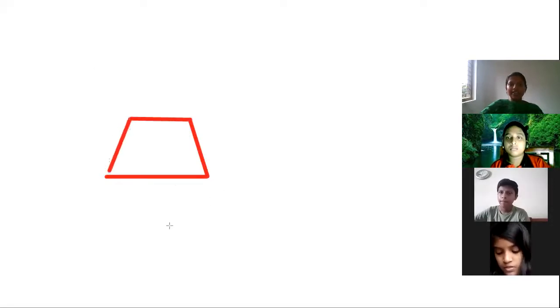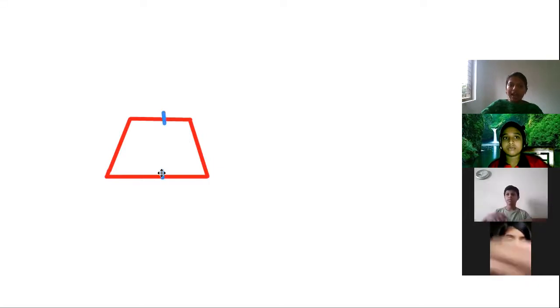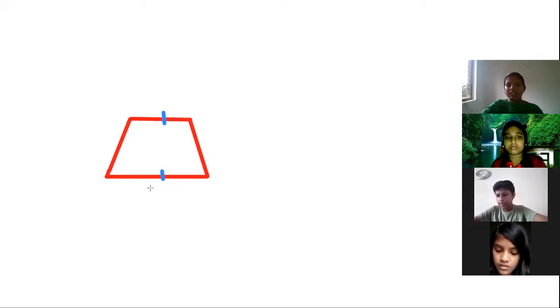So here you can see a quadrilateral. This is a polygon having 4 sides. And what is the specialty of this quadrilateral? The marked sides are parallel. That is, one pair of opposite sides should be parallel for a trapezium. What is a trapezium? A trapezium is a quadrilateral having one pair of opposite sides parallel.